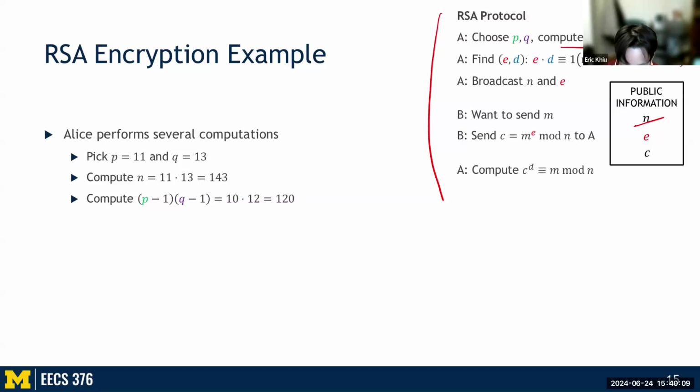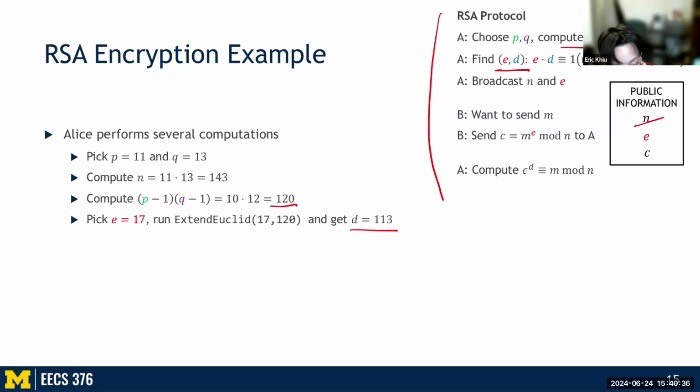The next thing is to pick E and D, the public key and the private key. Suppose that Alice picks the public key to be 17. To find D, she needs to find the modular inverse of E in mod 120. That can be done by the extended Euclid algorithm, and she obtains D equals 113. Now she'll broadcast N, which is the product of P and Q, and the public key E for anyone who wants to send a message to her.